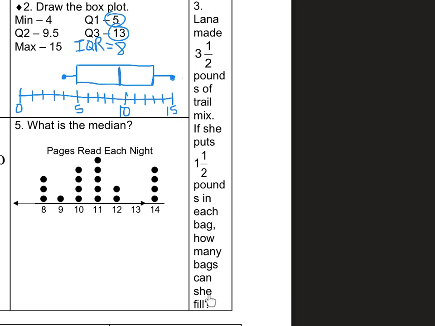If you said 3, you need to understand that the third bag will not be filled, but it will have stuff in it. It will have half a pound in it, but she wants 1.5 pounds in each bag to fill it. So I'm going to say she fills 2 and has half a pound left. What do you think?